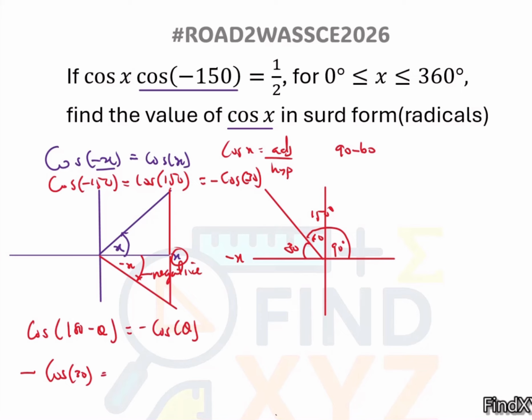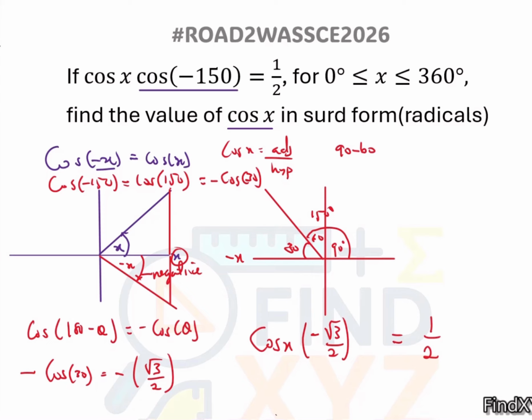But what is cos 30? Cos 30 is root 3 on 2. So negative cos 30 will give us negative root 3 on 2. Then we'll substitute that in the given equation. So I have cos x, then cos of negative 150 will be negative root 3 over 2, being equal to 1 over 2.